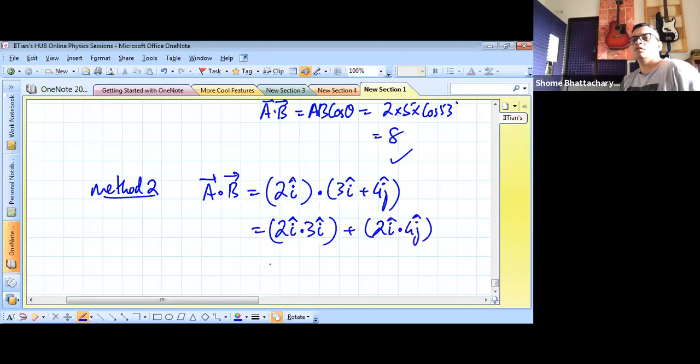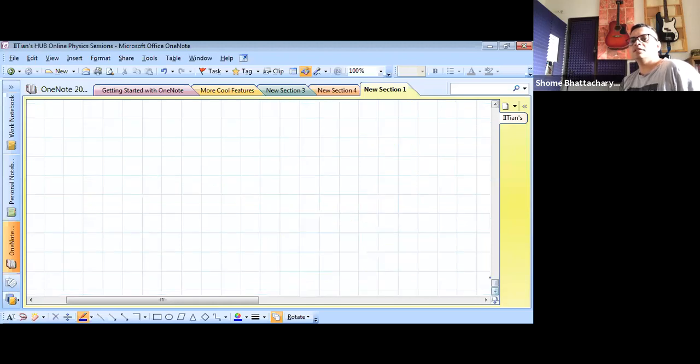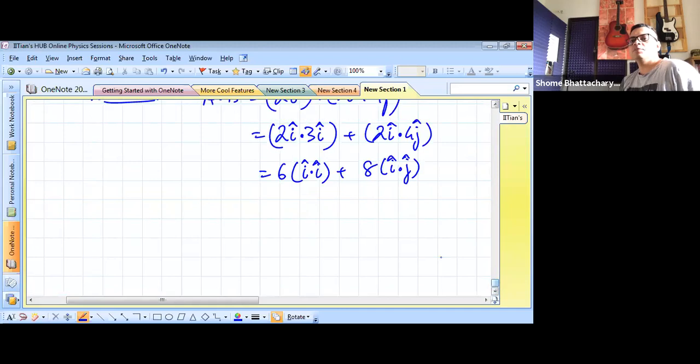of this. Okay. So this is 6 i cap dot i cap, which we just seen from the property is unity, whereas this is 8 i cap dot j cap. Now we know that i cap dot j cap is 0. That's the property of dot product because they are perpendicular vectors. So this is 0 and this is 1. So our answer is how much? It is 6.